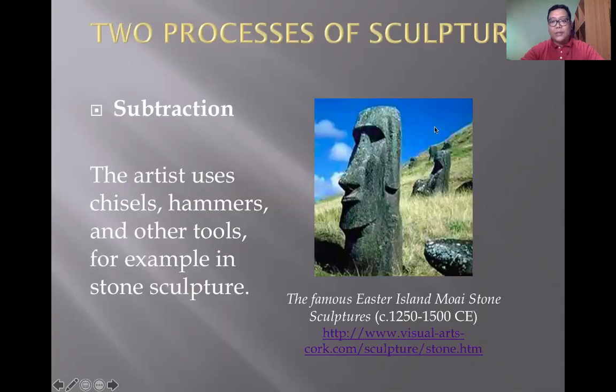So there are two processes of sculpture. The first one is subtraction. Here, the artist uses chisels, hammers, and other tools, for example, in stone sculpture. One good example for subtraction as a process is when you already have the material there, and then you subtract parts of it, you subtract elements in it so that you could form the thing that you want to form out of your sculpture. So here, tools such as chisels and hammers are used by the sculptor.